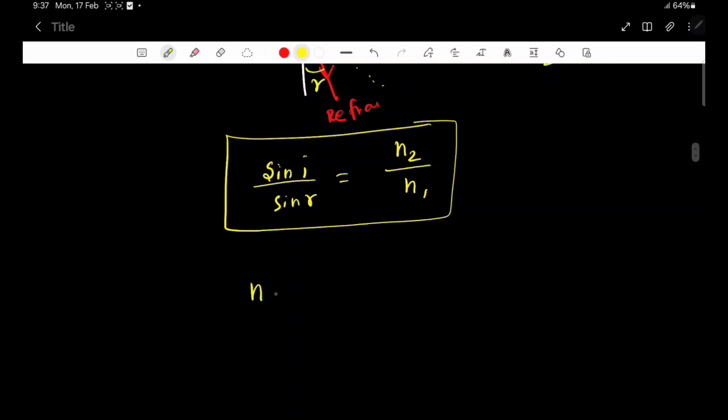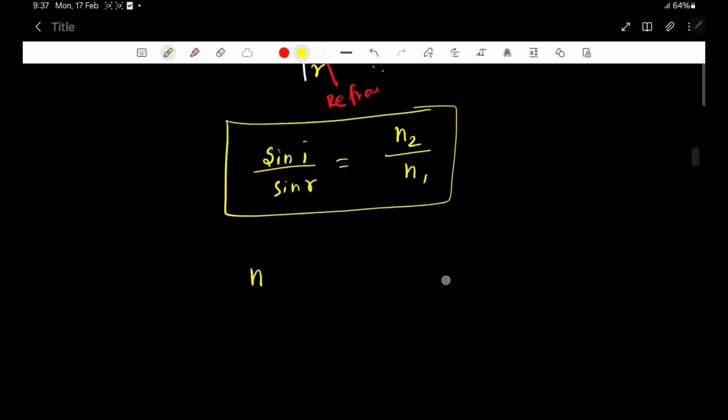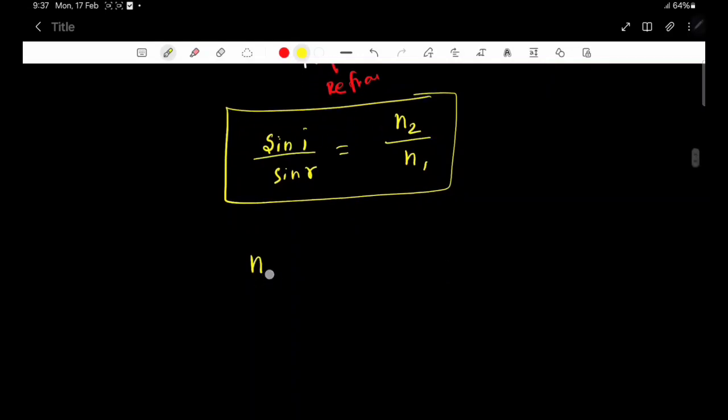The refractive index is nothing but a way of comparing the speed of light in empty space with the speed of light in that particular medium. For example, the refractive index of diamond is the speed of light in empty space divided by the speed of light in diamond. The ratio of these two quantities is generally called the refractive index of diamond.